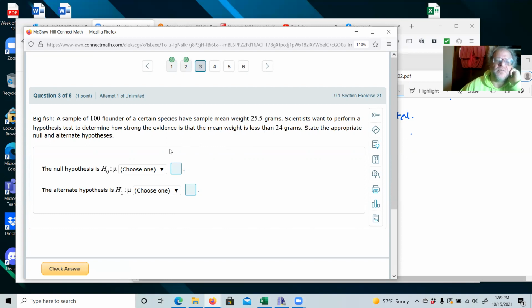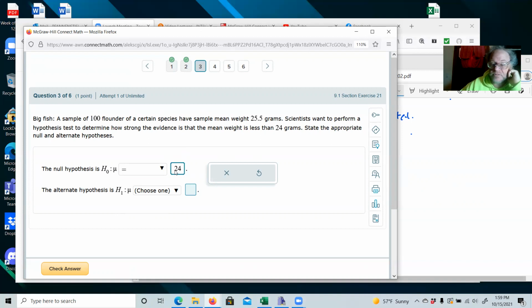All right, scientists want to perform the test to see how strong the evidence is that the mean weight is less than 24 grams. So what we're going to do is say that the status quo, we think that they have a mean weight of 25.5. So mu is equal to 24 grams.